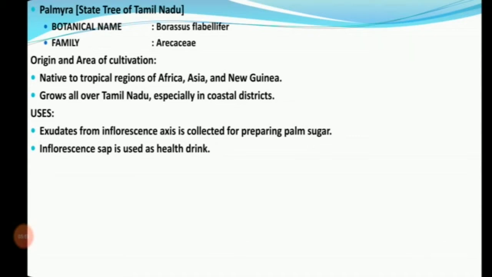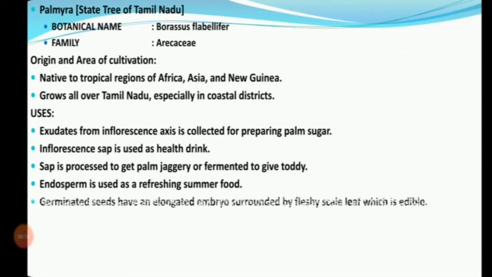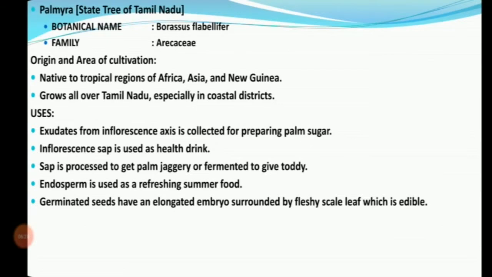Inflorescence sap is used as a health drink. Sap is processed to get palm jaggery or fermented to give toddy. Toddy is what we call padanir in Tamil. Endosperm is used as a refreshing summer food, especially nungu. Germinated seeds have an elongated embryo surrounded by fleshy scale leaves, which is edible. It has a good taste. So these are the uses we can get from Borassus flabellifer.